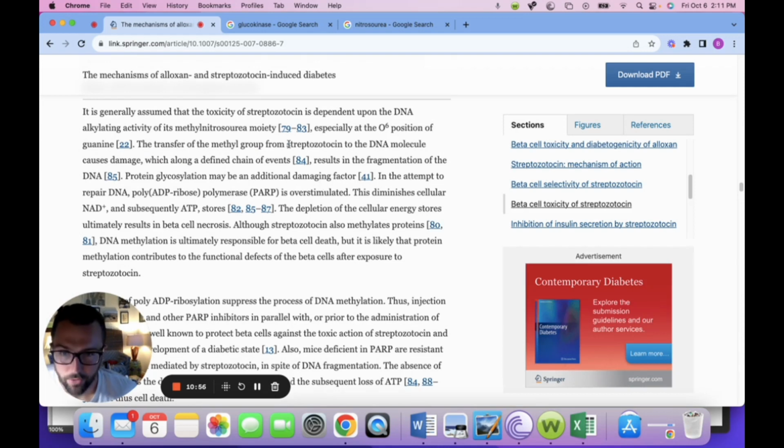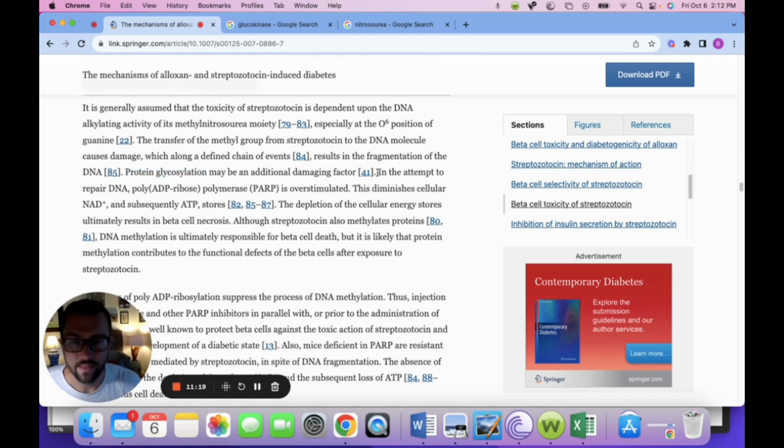So when streptozotocin interacts with DNA molecules, it causes damage, which can result in the fragmentation of DNA. But it also messes with protein glycation, which affects basically what these proteins are able to do, something like insulin. And when this happens in the cell, it basically throws on the red alarm and tries to fix everything. And in that kind of craze to save itself, it basically depletes its own energy and dies.